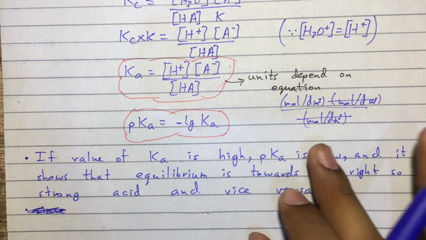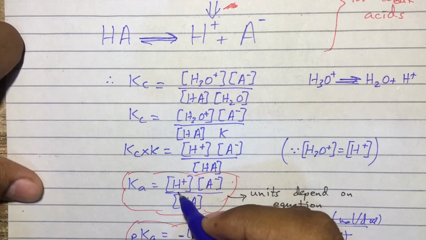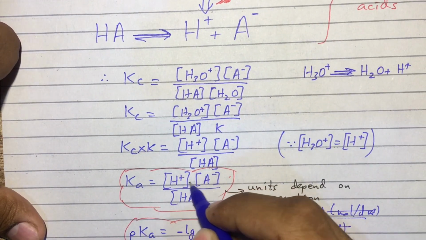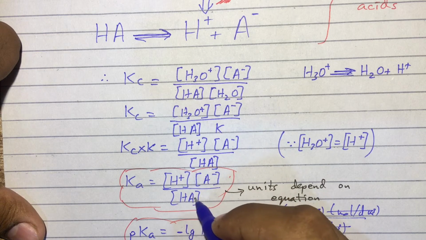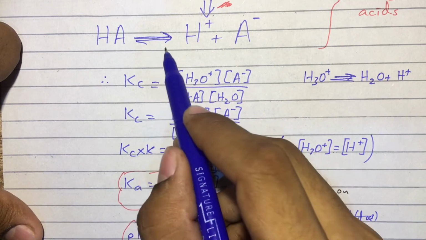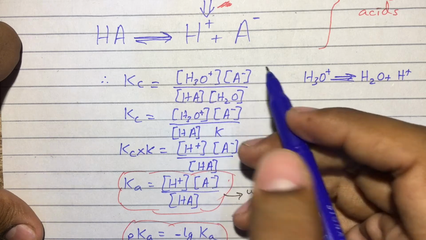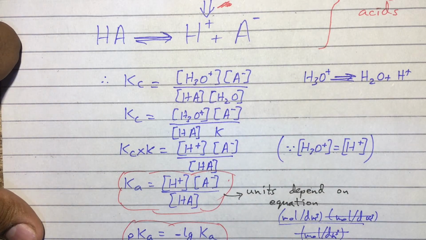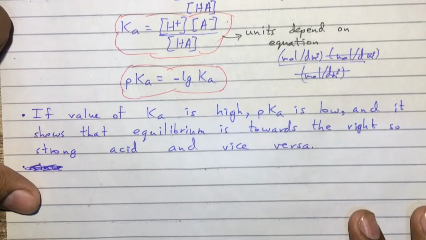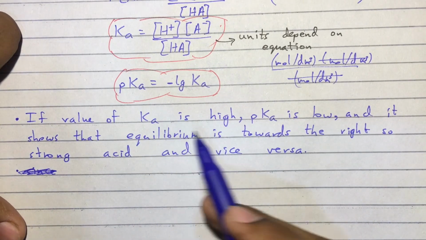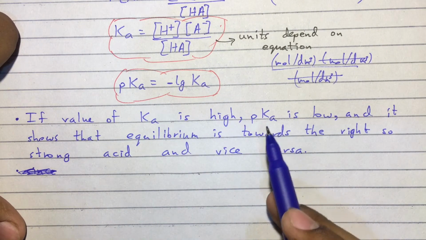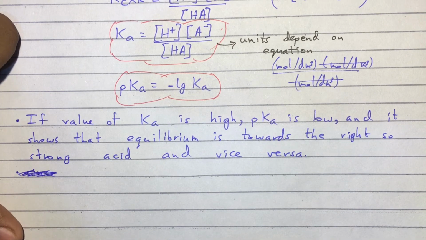And what this represents is basically Ka being high represents that the concentration of products is more than the concentration of reactants, which means that equilibrium is lying towards the right hand side. This means that the acid is strong and it dissociates more. So the higher the value of Ka or the lower the value of pKa, the stronger the acid, and vice versa.